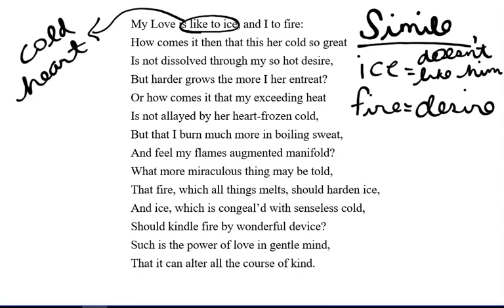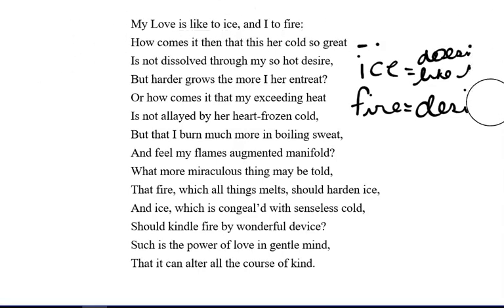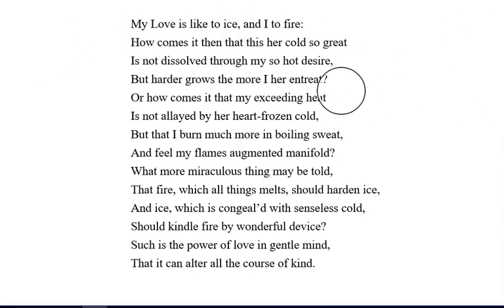So the simile on this first line, my love is like to ice and I to fire, what we get from that is that she is cold-hearted towards him. She does not like him. She has no feelings for him. But he has a very burning, deep desire for her. So let's start looking at the question.